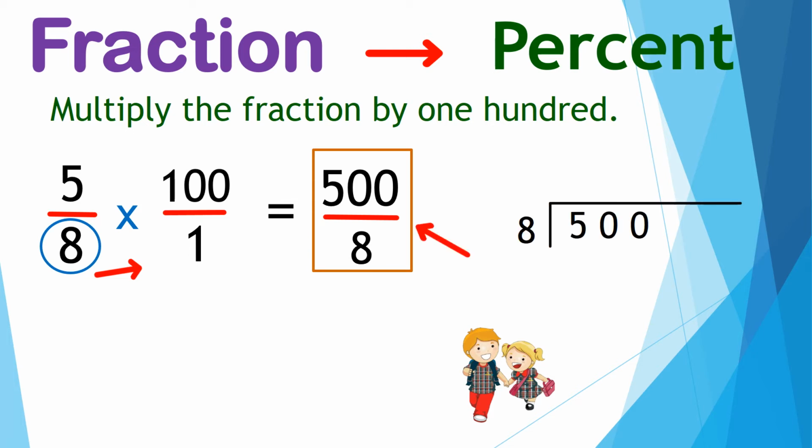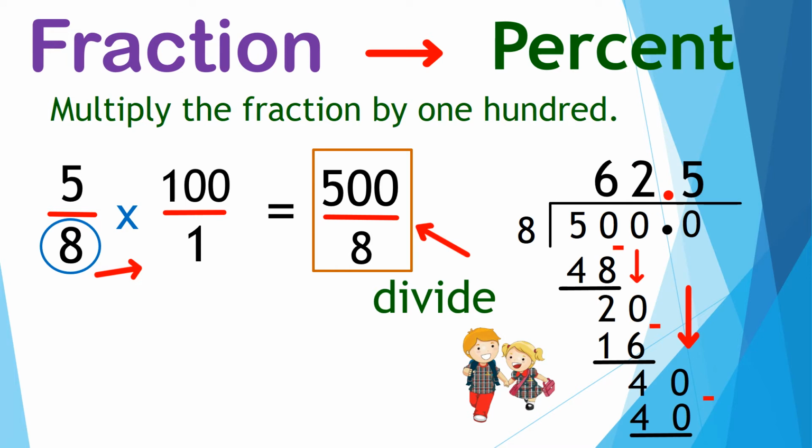The line that goes between the numbers in a fraction means divide. Dividing 500 by 8, the quotient is 62.5.